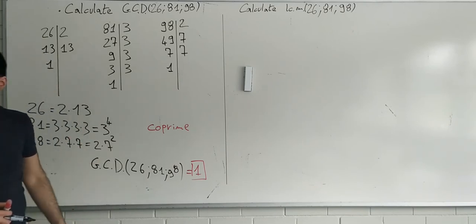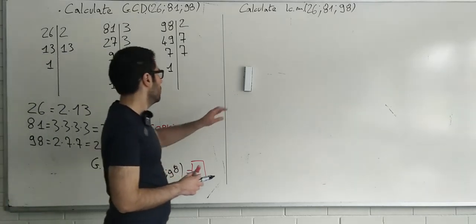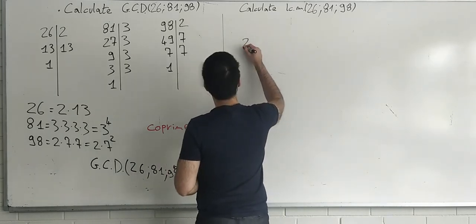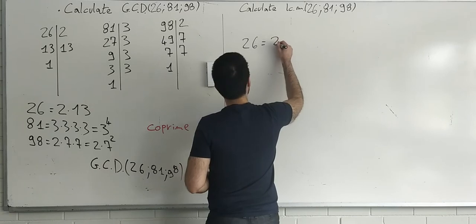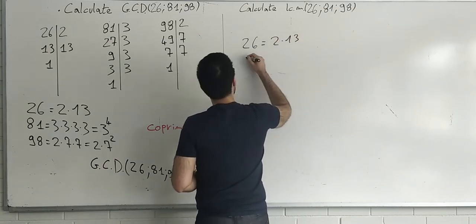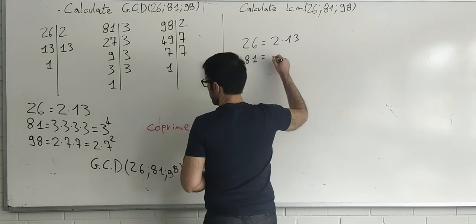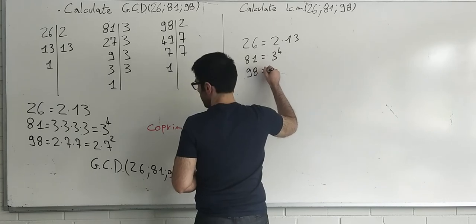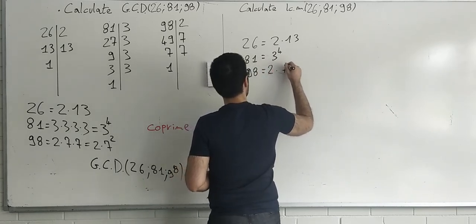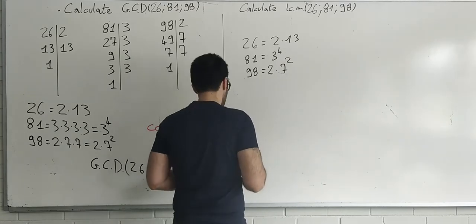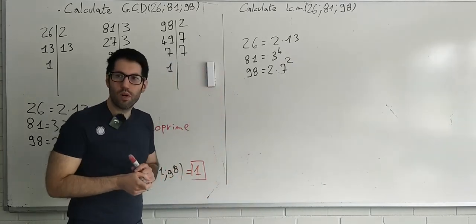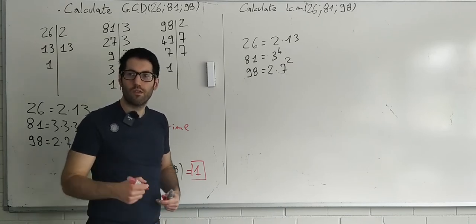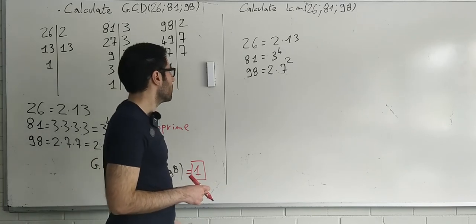Now, let's move on to the lowest common multiple. So, again, we're going to use the factorization we've already executed on the left. Write again, 26 is 2 times 13, 81 is 3 to the power of 4, and 98 is equal to 2 times 7 to the power of 2. For the lowest common multiple, we're not so picky. We're going to pick both common and non-common factors, so long as they are with the highest exponent.